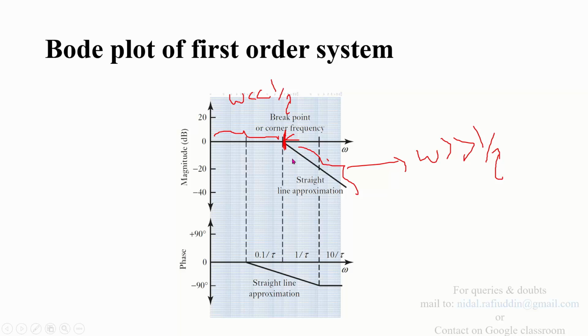So you can in fact, using MATLAB or other simulation software, draw the Bode plot of the first order system and observe that the actual or the exact Bode plot differs from the straight line approximations of the Bode plot drawn by hand.